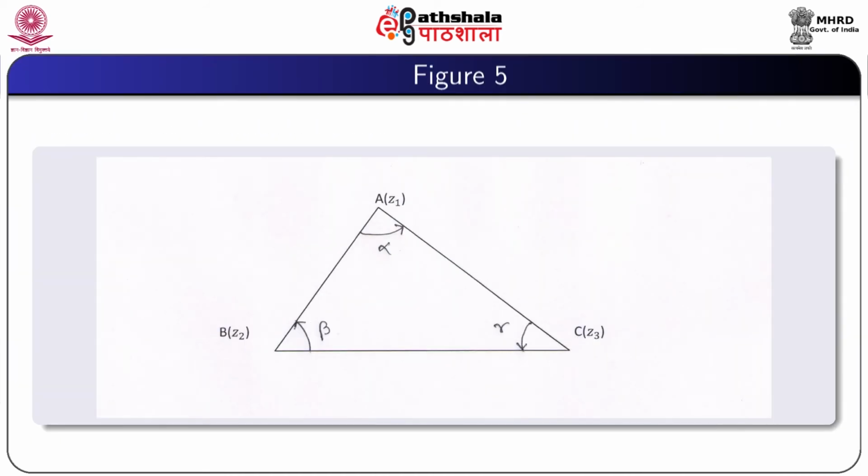So, this is our figure, triangle ABC, with respective coordinates Z1, Z2, Z3. Angle A is alpha, angle B is beta, angle C is gamma, and we prove that alpha plus beta plus gamma is equal to pi.